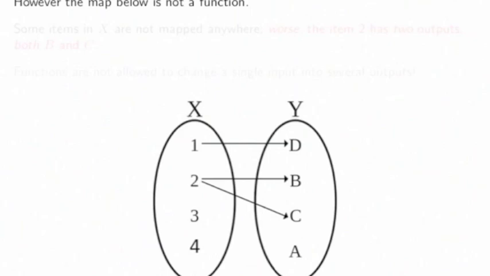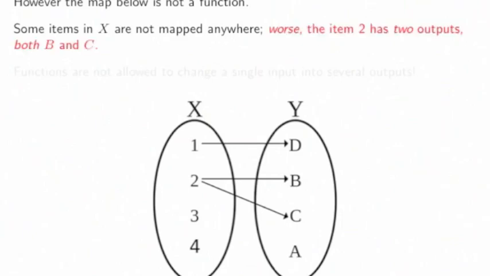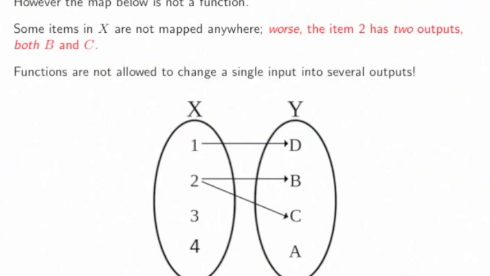However, the map below is not a function. In the map below, some items in x are not mapped anywhere, but worse, the number 2 has two outputs, both B and C. Functions are not allowed to change a single input into several outputs. You are not allowed to stick in the number 2 here and get out two different outputs, B and C.